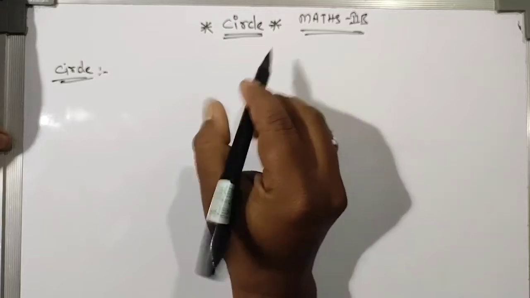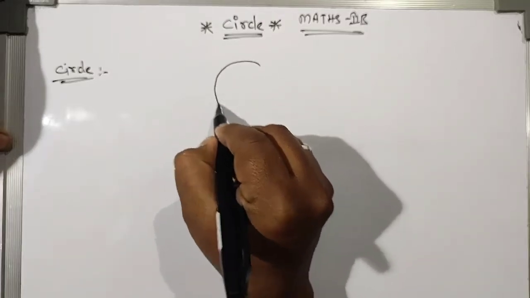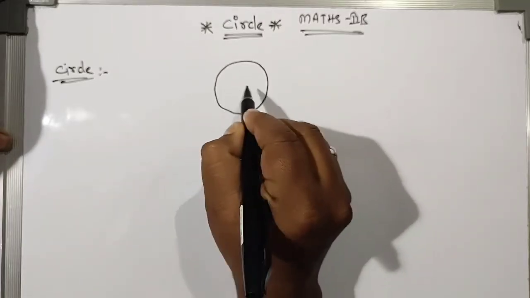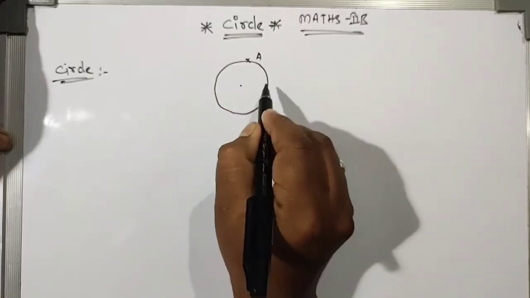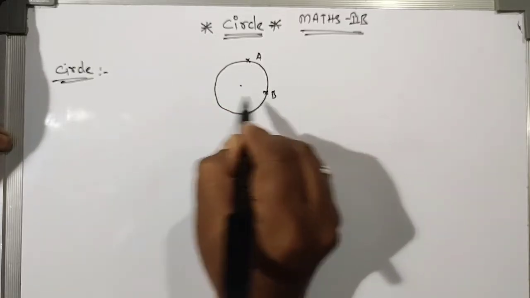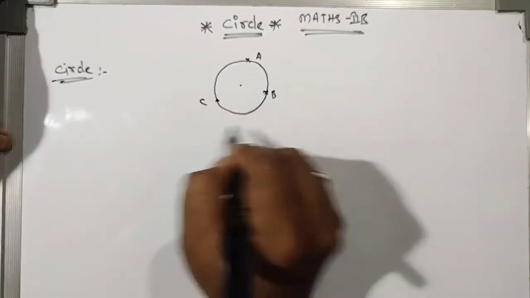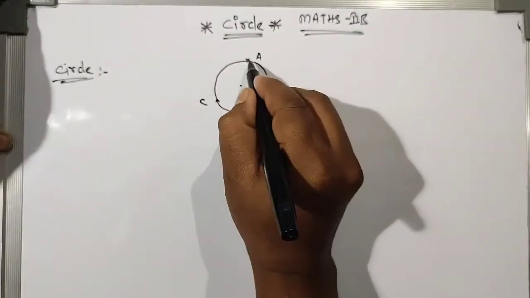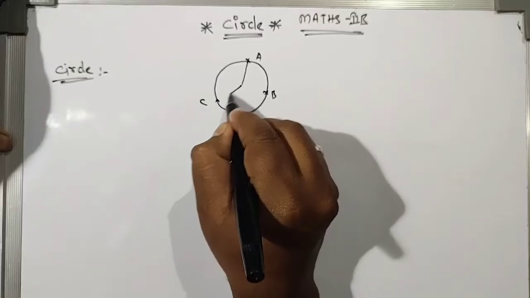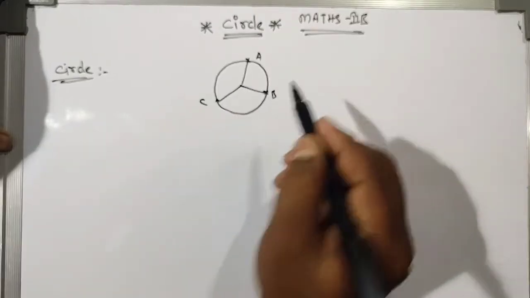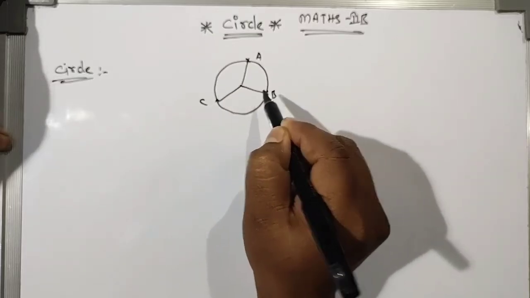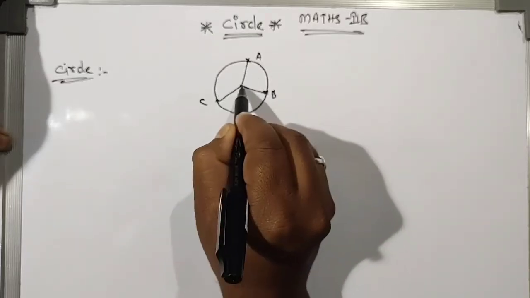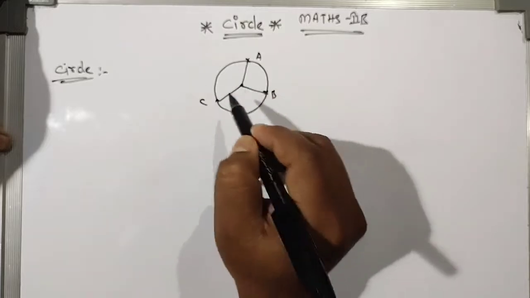See here, for example, this is the circle. This is the fixed point. Each and every point, for example A, B, C, like this there are many points. These all points are at a fixed distance. Therefore, we can define the circle like this: a set of points which are at equal distance from a fixed point is called a circle.